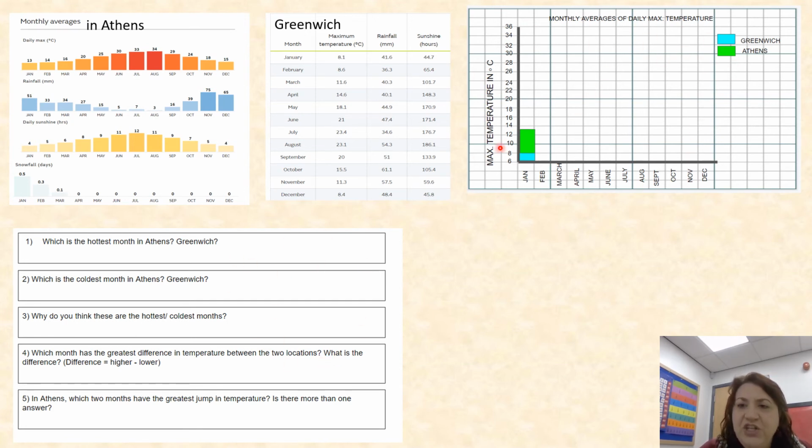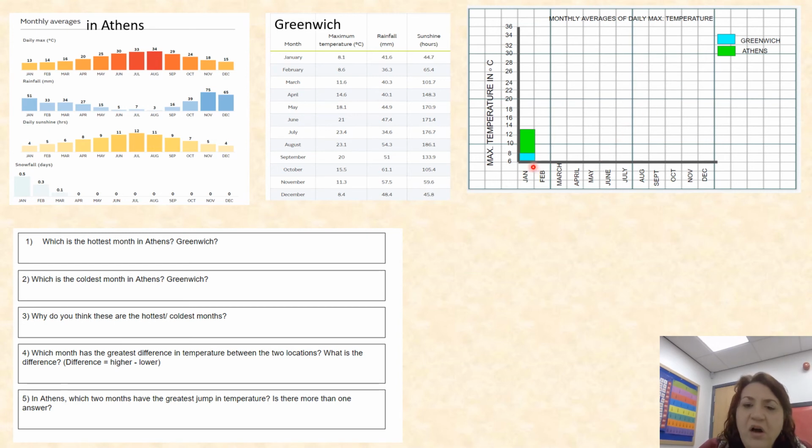Now, on this page, you are going to be using the information, and it's just the maximum temperature. So you're just looking at the top row here on Athens and the first column here. Okay, so the others are just there for you if you're interested in looking at them, but the ones I want you to plot on the bar graph are the daily maximum temperatures, this lot here and this first column. Now, the blue represents Greenwich and the green, which is the one on top, represents Athens.